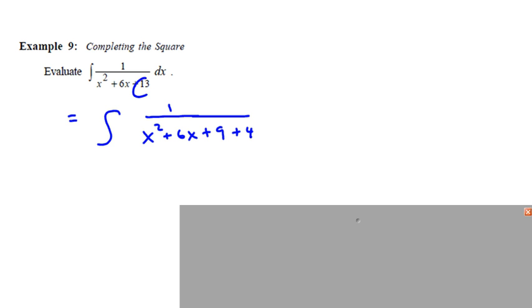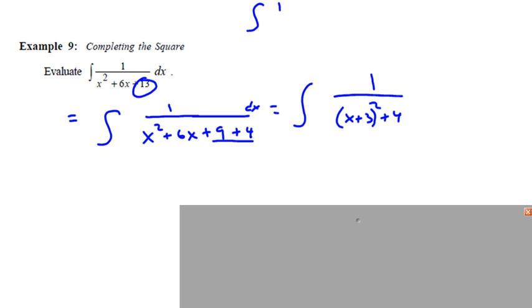Okay, we split the 13 into 9 and 4 because now we can write that as the integral of 1 over x plus 3 squared plus 4. I need to make this look like one of my trig functions. So I know that the integral of 1 over 1 plus x squared dx is arctan of x. This is the one that looks most like it. So what if I divided everything by 4? I'm dividing everything by 4 so that I can turn this 4 into a 1.